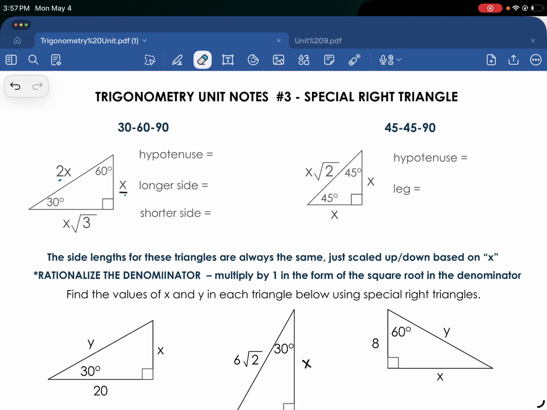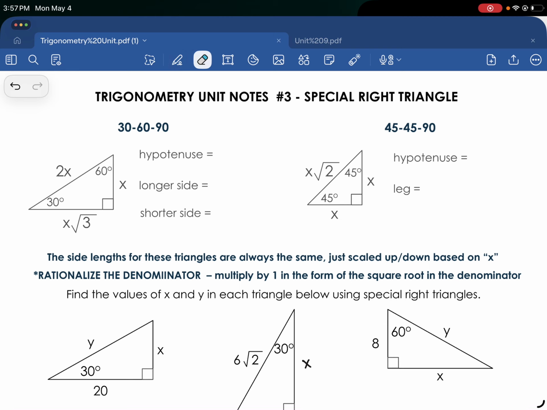Welcome to Trig Unit video number 3. In this one, we're going to be talking about special right triangles. The special right triangles are sort of like formulas that help you find sine and cosine. Today, we're just going to be talking about how to find those other side lengths, okay?